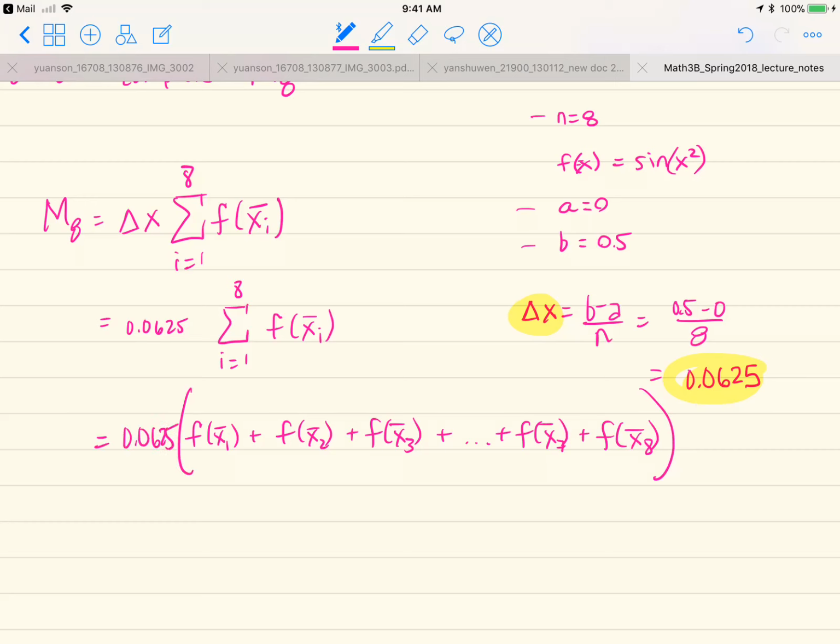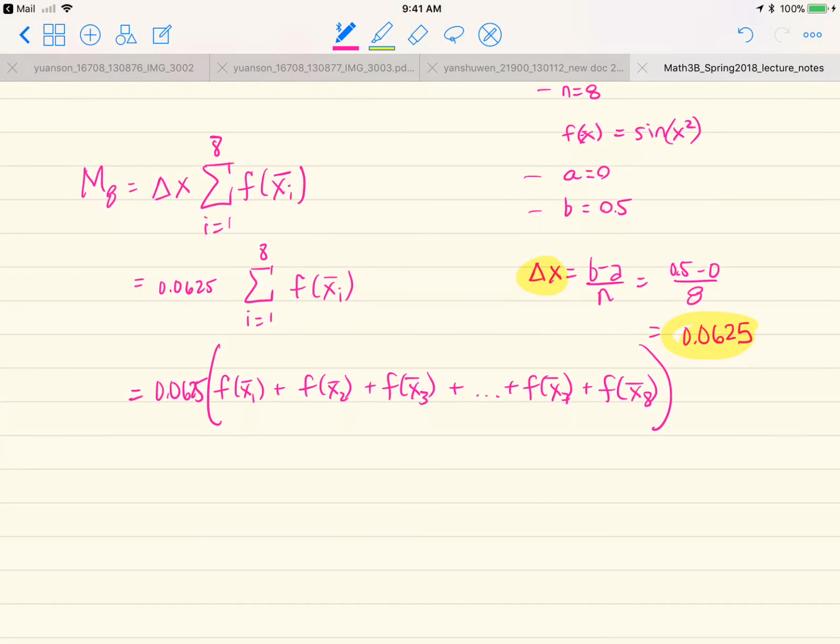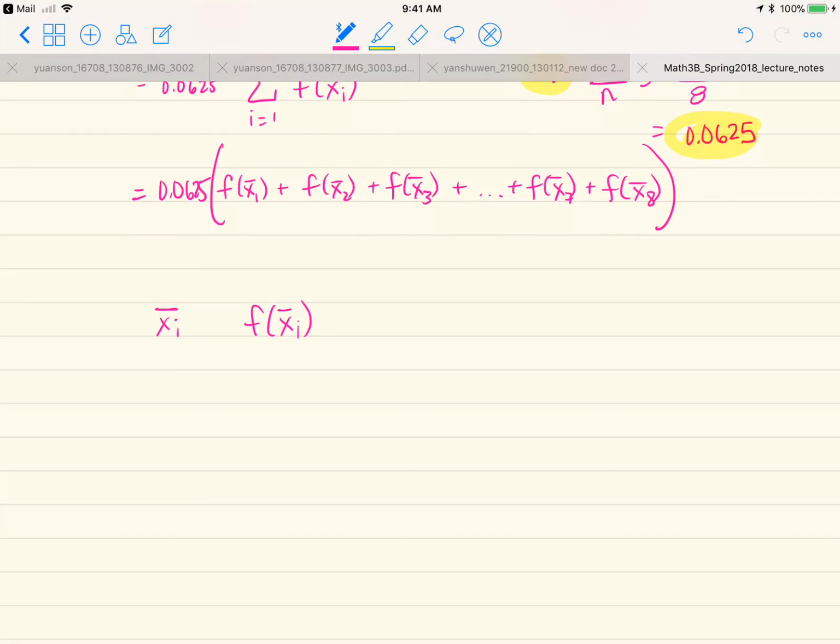This is our M8. So remember sigma notation. This is what the sigma notation means. It means to add up these terms, f of xi bar, starting with i equals 1 and stopping with i equals 8. So the next thing we need to do is figure out what is xi bar and then what is f of xi bar. So I'm actually going to make a little chart here, and then here's i.